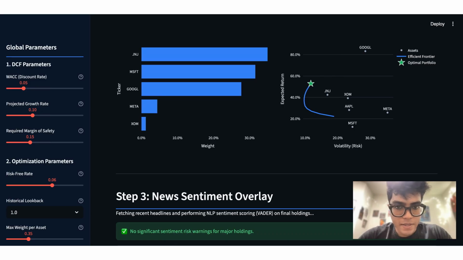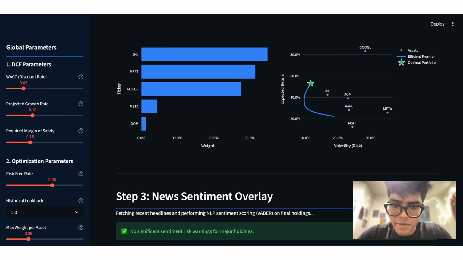So notice that Apple gets zero weight even though it passed the DCF screen. This isn't an error. The optimizer found that Apple's risk return profile is dominated by other assets. In the efficient frontier chart, you can see Apple sitting out in the middle with relatively high volatility. The optimizer prefers assets that contribute more return per unit of risk.